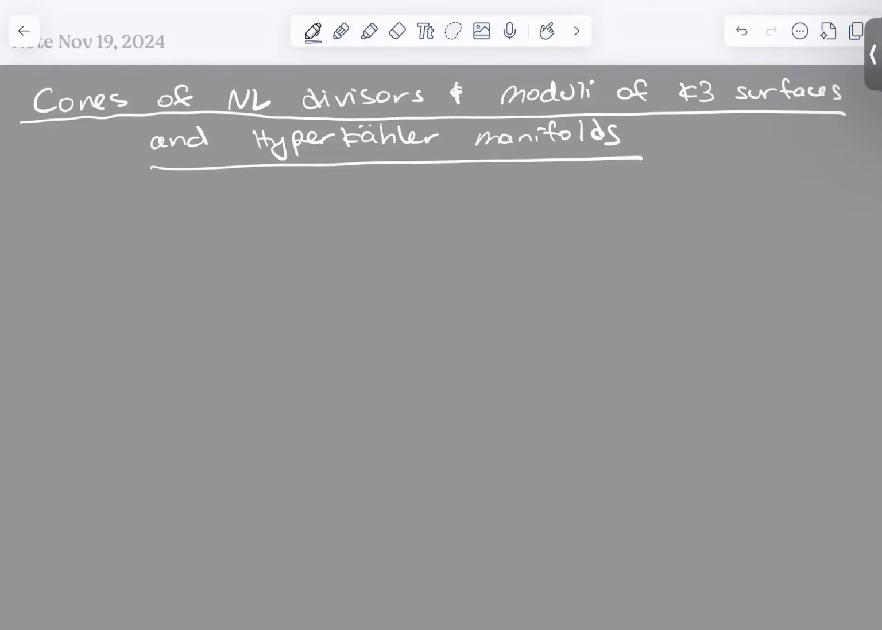So today we have Laure Flapan from Michigan State University that will teach us about cones of Noether-Lefschetz divisors and moduli of K3 surfaces in hyperkähler manifolds.